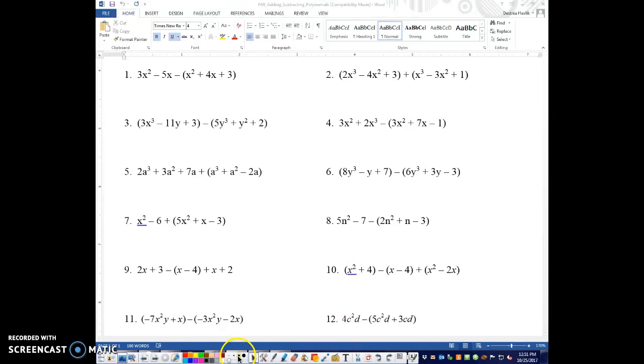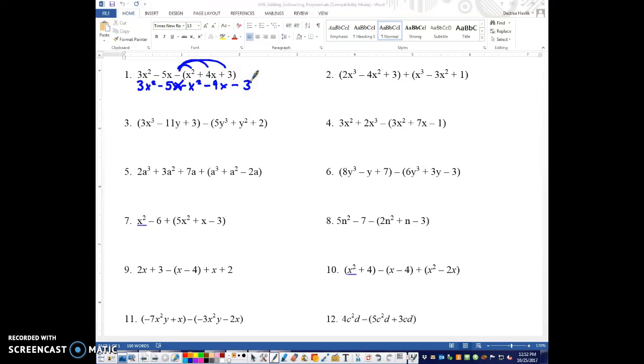Okay, so number 1, 3x squared minus 5x minus all of this, okay? That negative sign, remember, is going to be distributed to every term, and it's just going to change the sign of everything inside. So we have 3x squared minus 5x minus x squared minus 4x minus 3, okay?